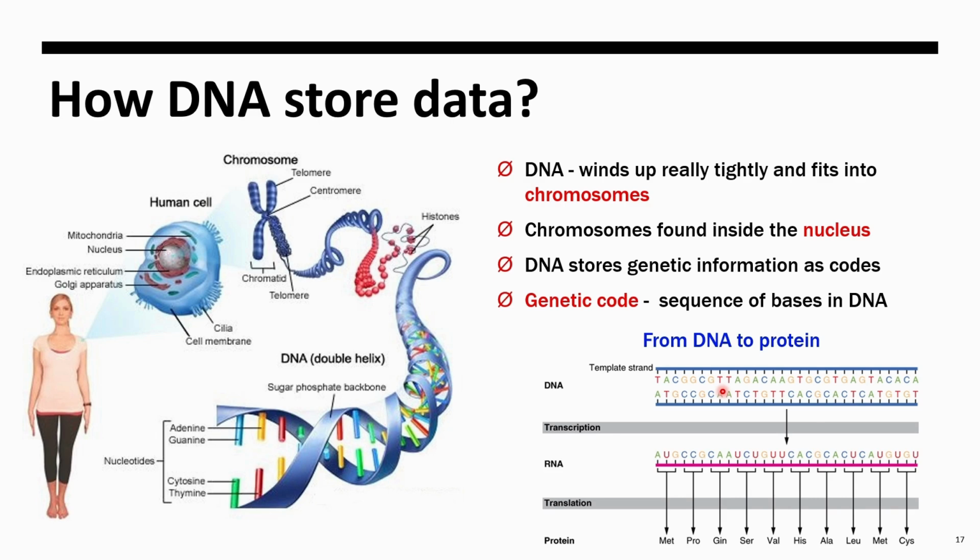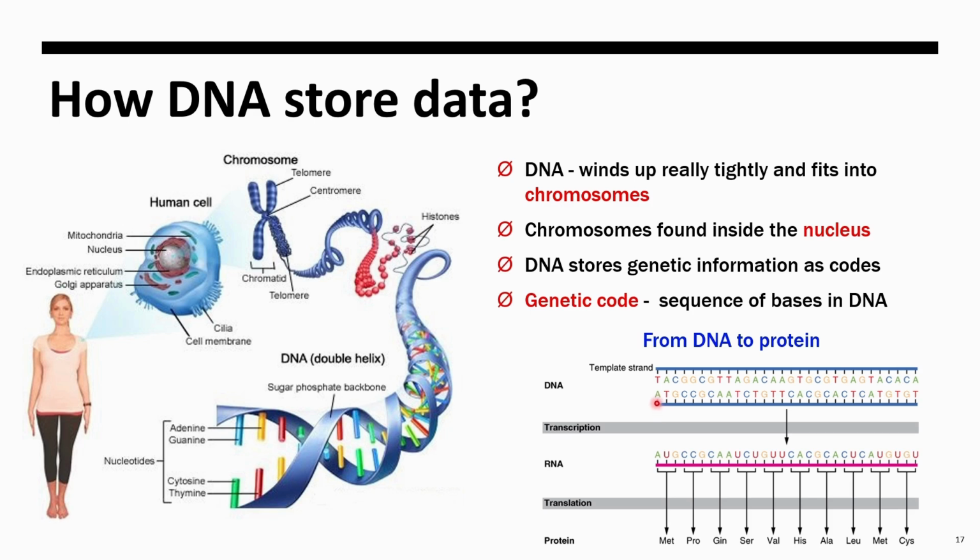So how does the sequence of bases pass this information to produce protein? That process happens like this. So this is DNA. DNA transfers its information into RNA. This process is known as transcription.